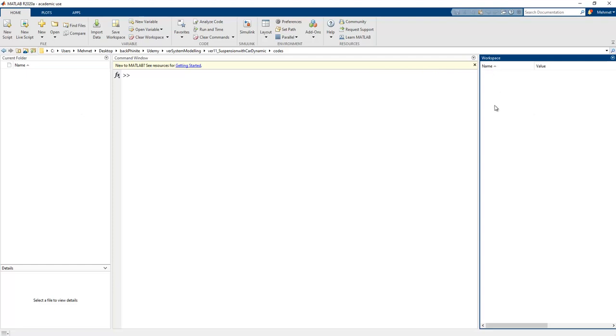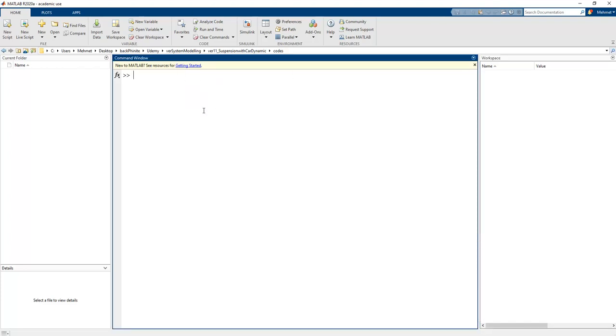workspace stores any variable produced by the Matlab.